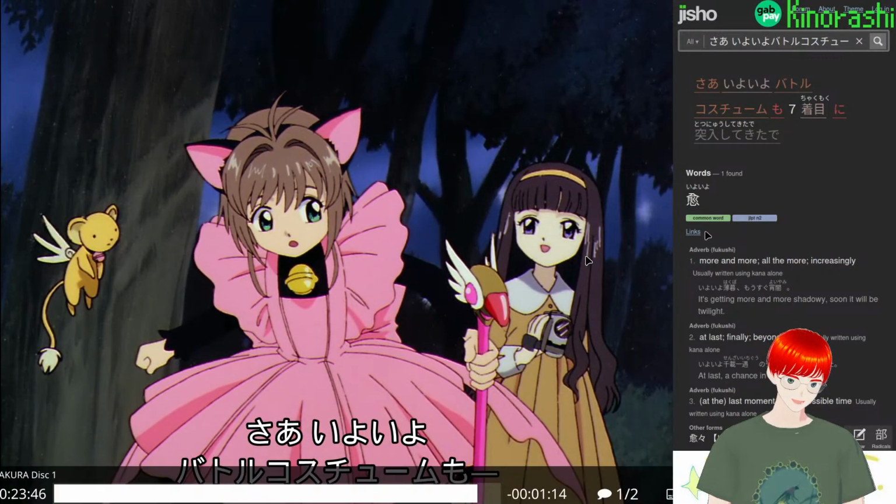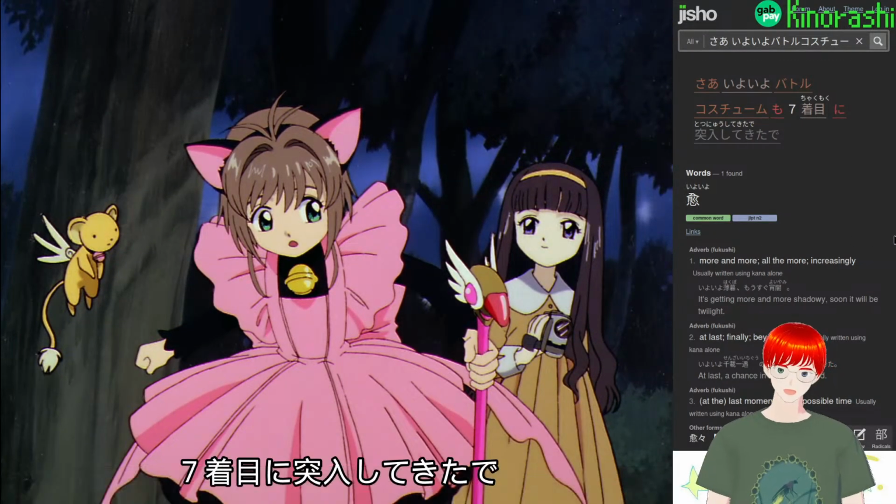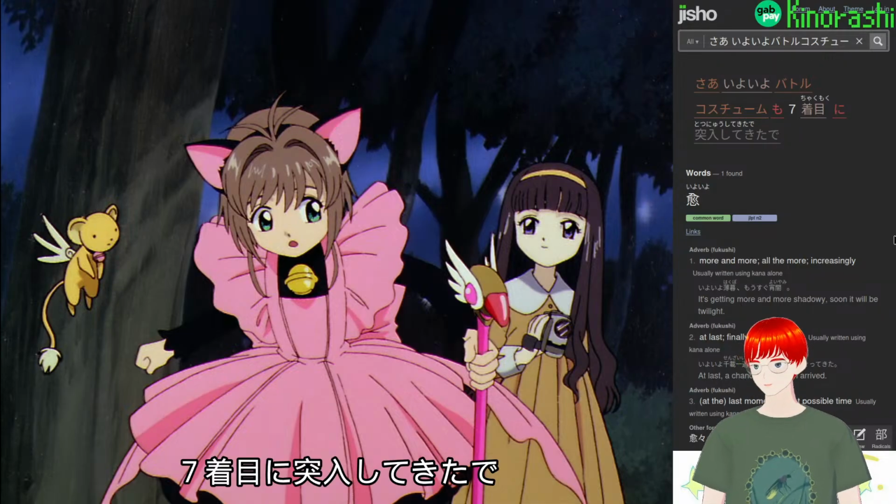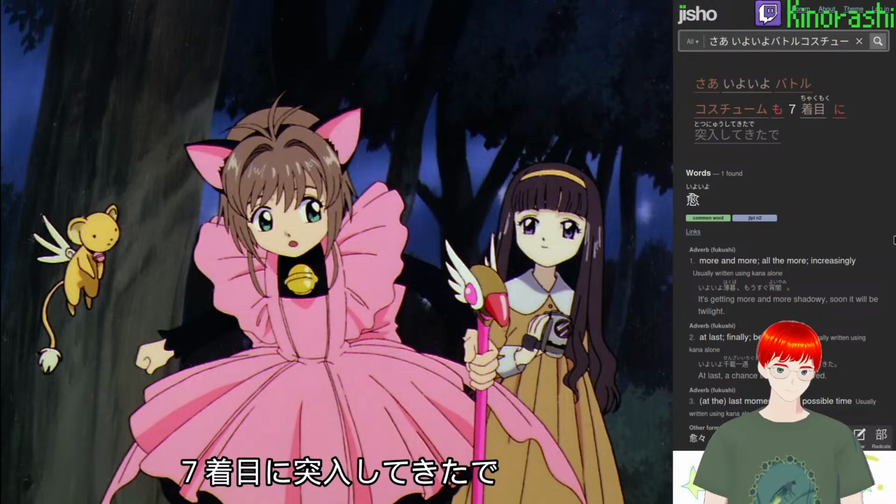さあ、いよいよバトルコ... So, well, at last, we've made it all the way up to, we've plunged. The time has come to plunge into all the way up to the 7th battle costume.